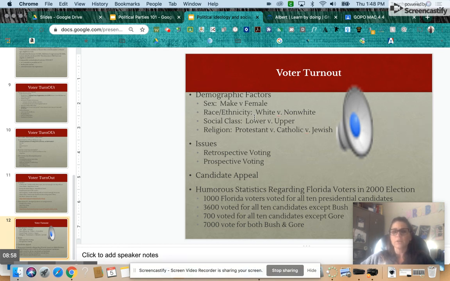And then obviously, candidate appeal is really big, right? If you have someone that is just really charismatic, it's going to get people out and get them voting. And that can happen across party lines. You saw Obama got a lot of support from independents and even from some Republicans just because of his character.